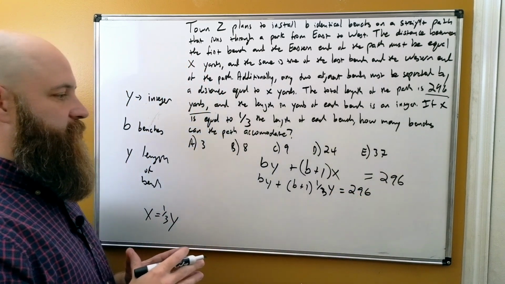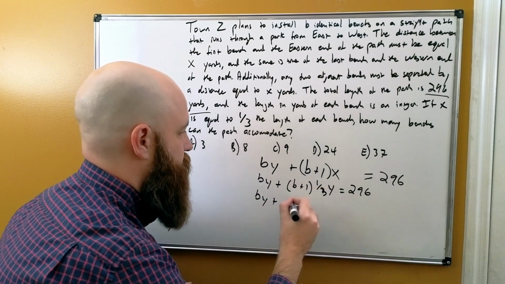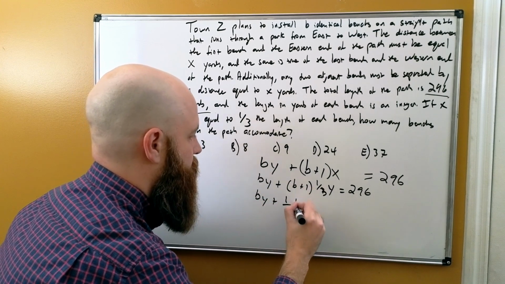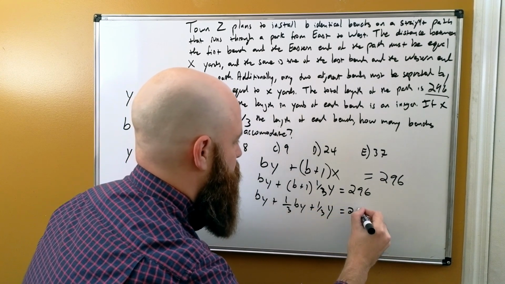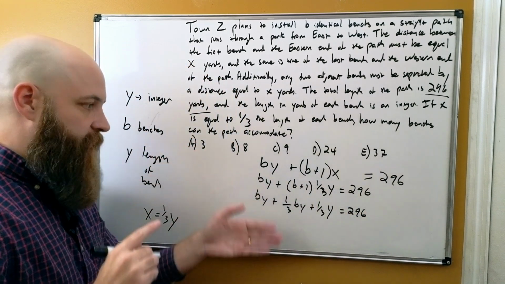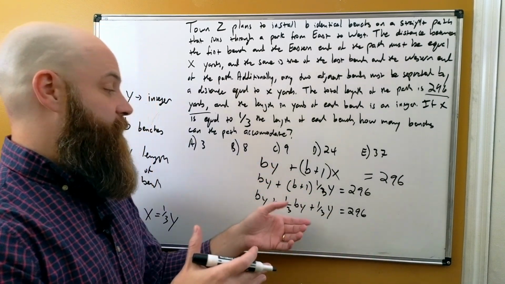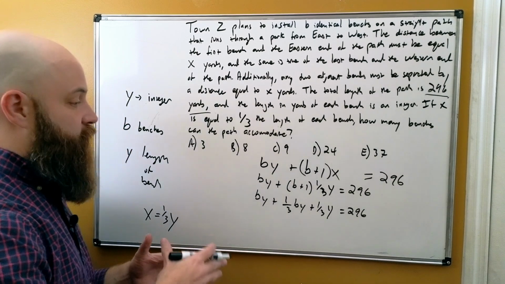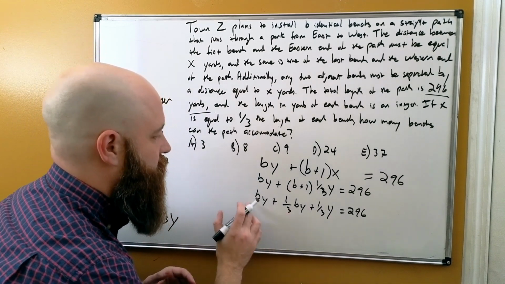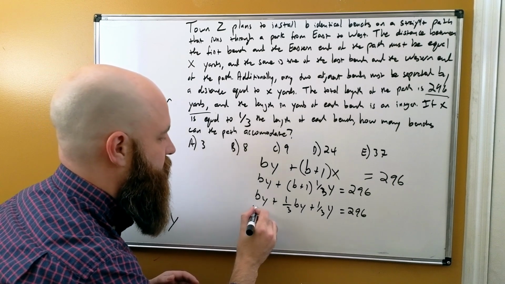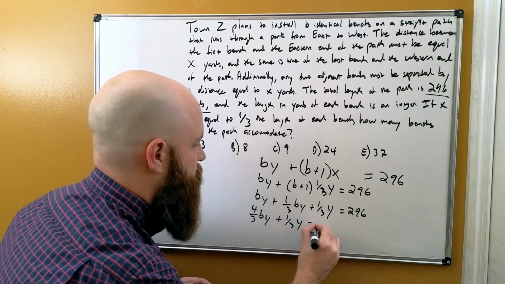Okay, anything I can do at this point? I suppose I could distribute. Why not? So I'm going to distribute the 1/3 y: 1/3 by plus 1/3 y. And notice at this point, I'm just pushing the algebra ahead, not really sure where it's going to go, but hopefully things will get simpler and I'll be able to find a value for b. So I'll just keep pushing. Anything I can do at this point? Well, okay, I've got these like terms. by plus 1/3 by is 4/3 by. Okay, hopefully that makes things simpler.